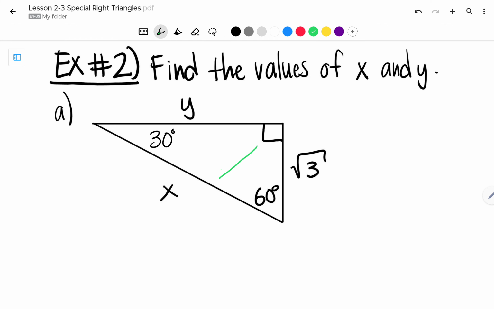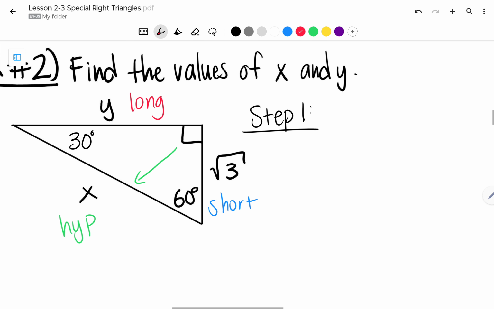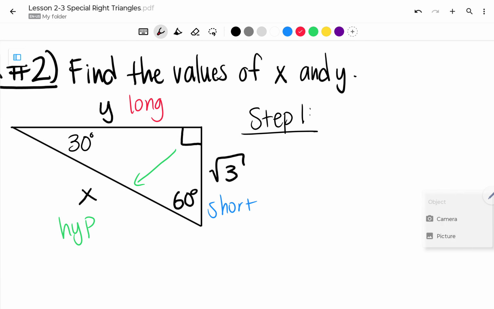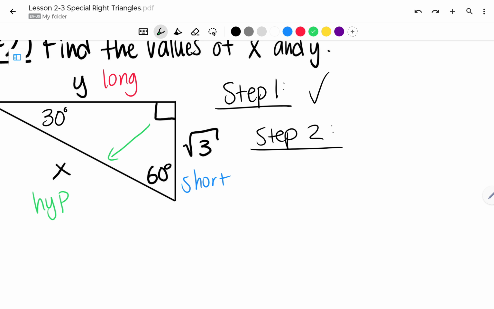Let's label our sides. Step 1. Label the sides first. So this is hypotenuse. This is short side or short leg. And this is long leg. Okay? Hypotenuse, short, long. Okay, I did my first step. Step 2. Let's go ahead and use my formulas. I have 2 formulas this time. So let me write both of them down.